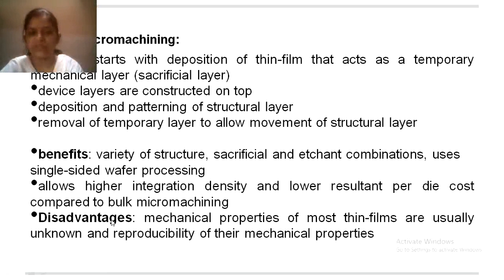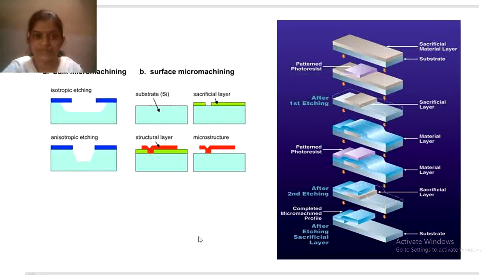What are the disadvantages of this fabrication method? The mechanical properties of most thin films are usually unknown, and the reproducibility of their mechanical properties also has to be checked when we fabricate with bulk or surface micromachining.